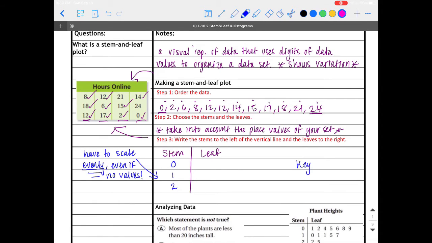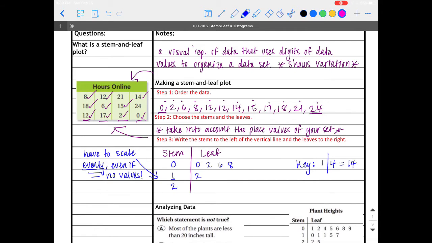We're going to make a key over to the side that explains to us what our data looks like. For example, we'll give one example: 1 with the line and 4 is going to equal 14. So we're going to place all of our values with a 0 in the tens place. We look at the values above that we ordered. You don't put commas or anything, you just space it. So 0, 2, 6, and 8. Our next value is 12, so that has a 1 in the tens place, so we're going to move on to that 1, and we're going to go 2.